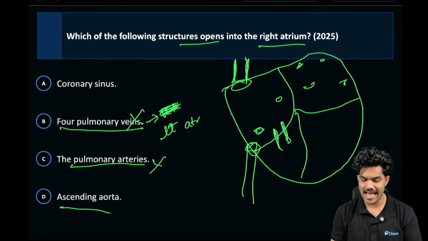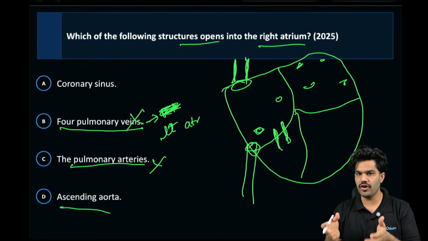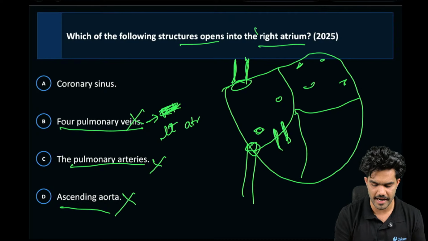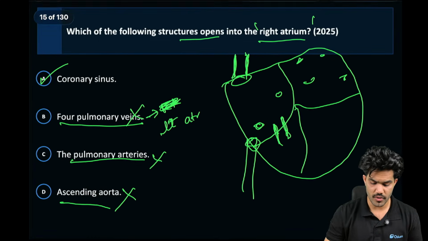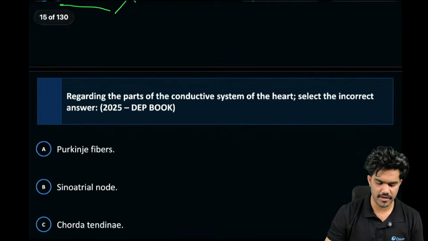Ascending aorta: the ascending aorta is present in which chamber of the heart? You all know, the left ventricle. So this will not be the answer. So for the right atrium, the right answer will be coronary sinus. Focus on which structures open into the right atrium, important.